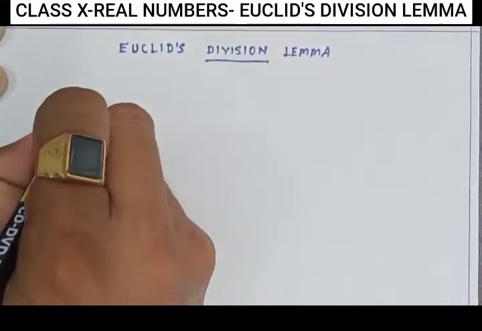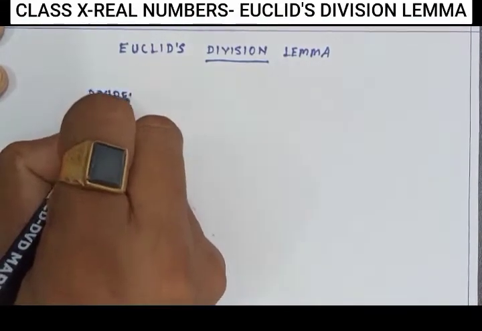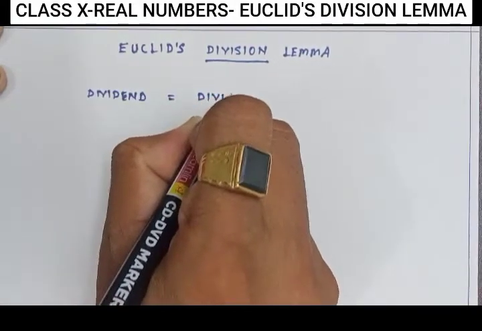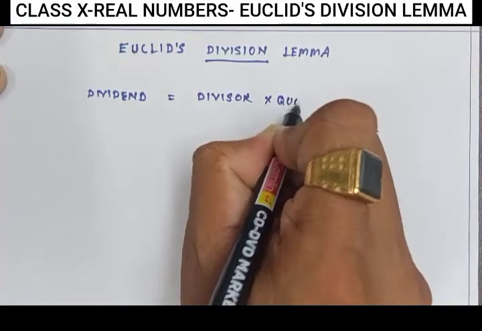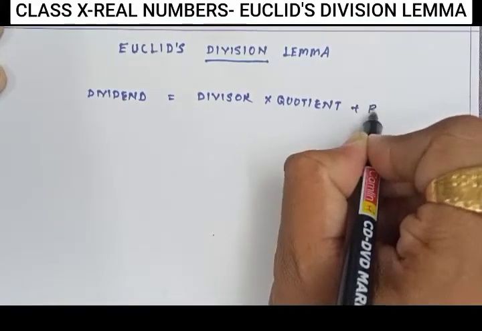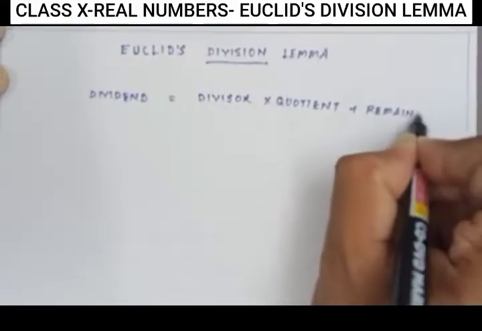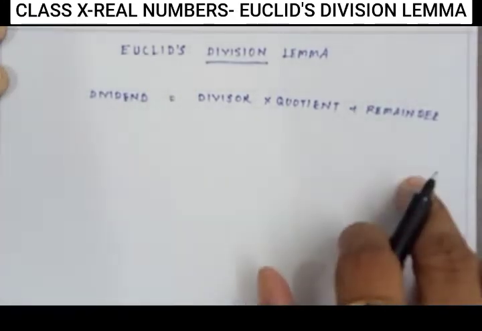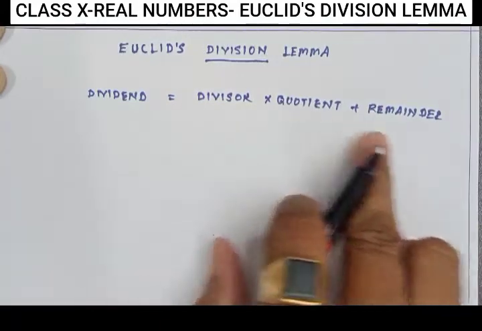After doing all the division, we should get dividend equals divisor into quotient plus remainder. Make it a point, it is a remainder, what is left over. So this used to be the verification of our division. Dividend is equal to divisor into quotient plus remainder.